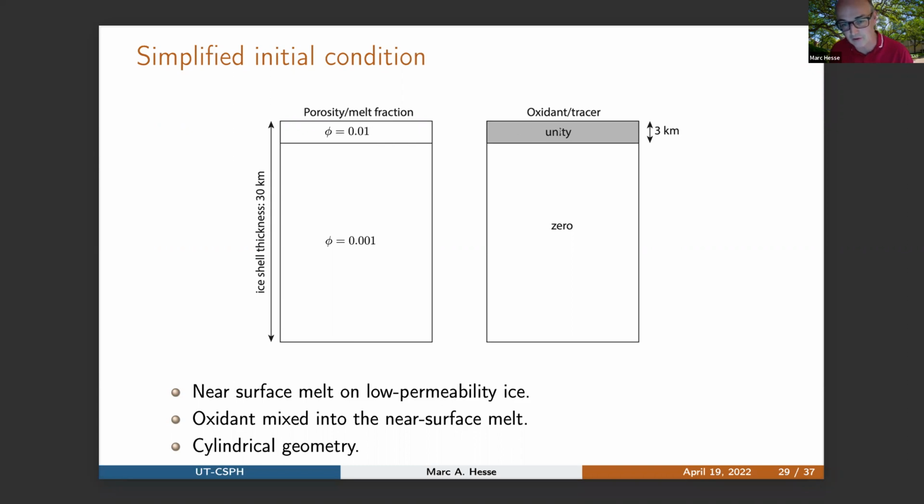And then we assume that the tracer essentially has been mixed into this. And that's our initial condition. And now the question is, can this brine drain fast enough, or does it just refreeze near the top?